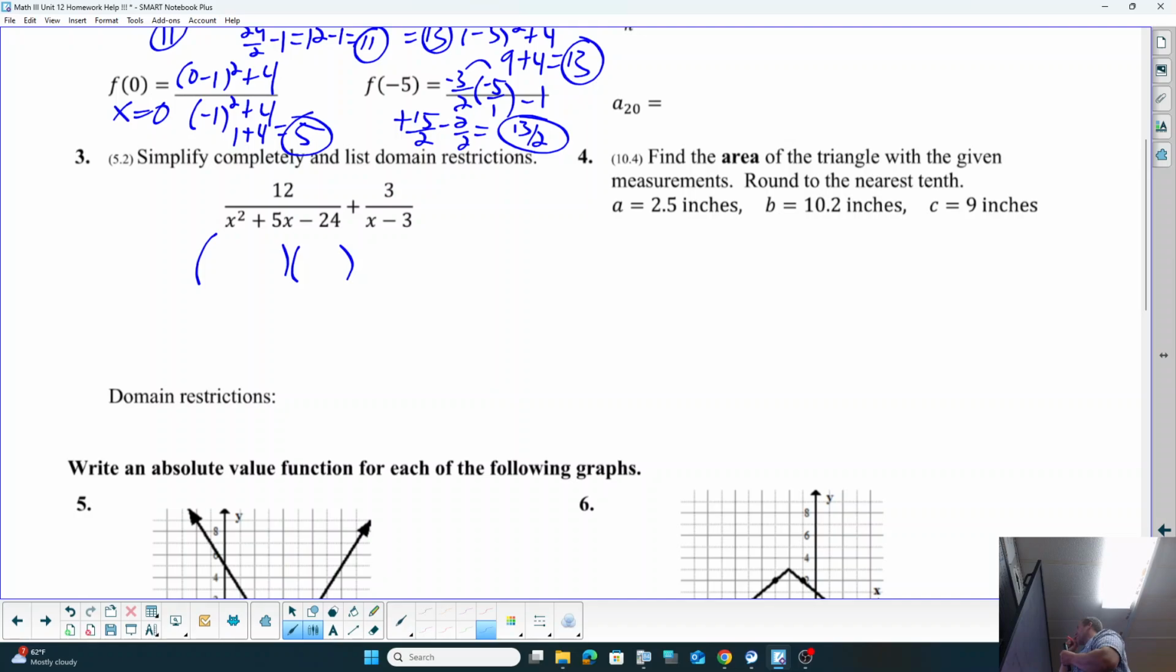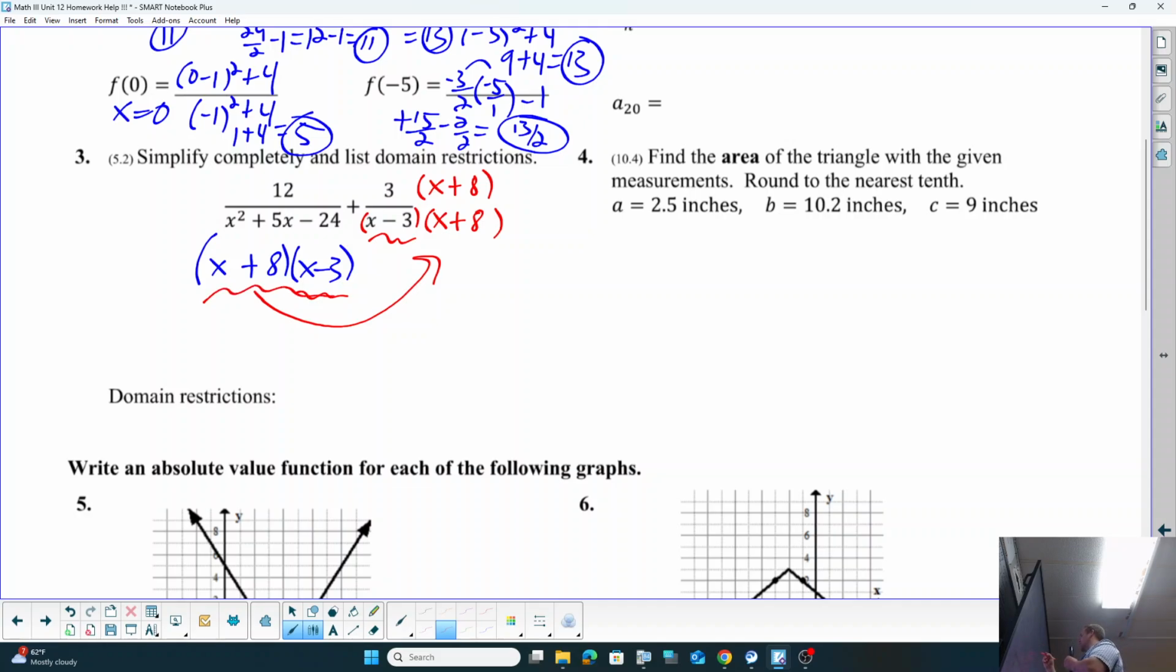Okay, so we got to factor. So we get x and x. Factors of 24, 8 times 3. The sign of the middle term goes to the bigger number. Well, wouldn't you know? We've got the same factor here as well as here. So to get a common denominator, we just need an x plus 8 on the other side, right? So we're just going to multiply it by x plus 8 on the other side, but if you do it to the bottom, you have to do it to the top. So now we have a common denominator of x plus 8 times x minus 3.